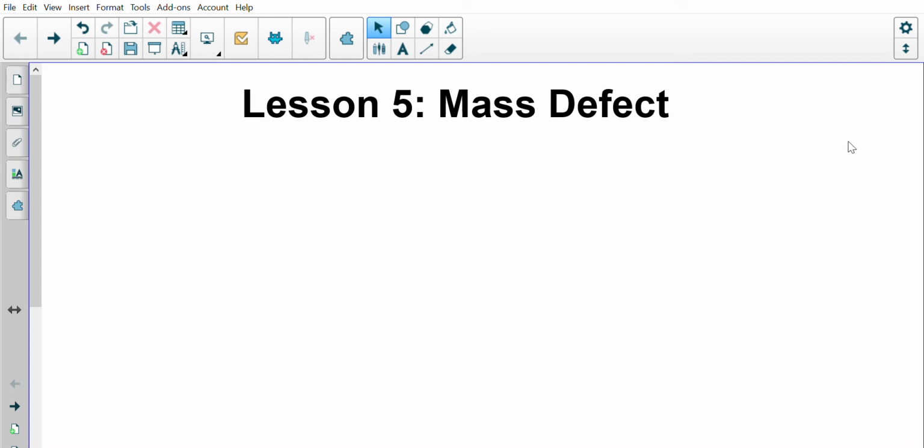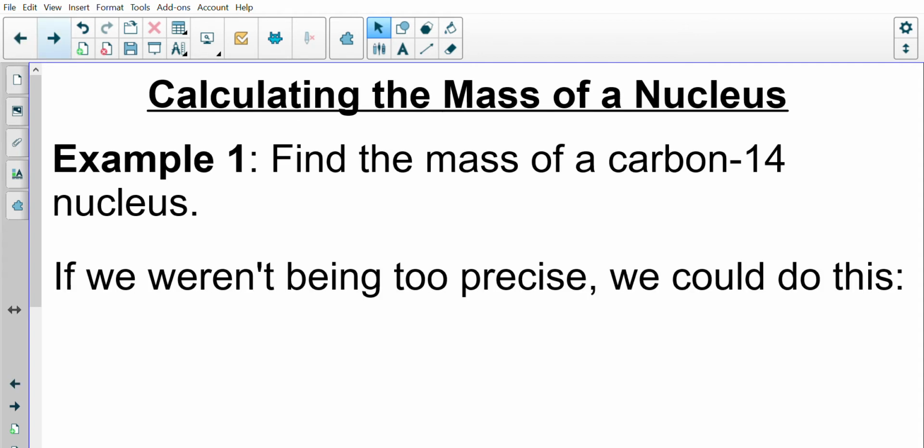All right, lesson 5. So this is still part of outcome D3. This is about the mass defect. So we're going to begin by looking at how to calculate the mass of a nucleus. The best way to talk about this is to jump right into an example. Example 1: find the mass of a carbon-14 nucleus.